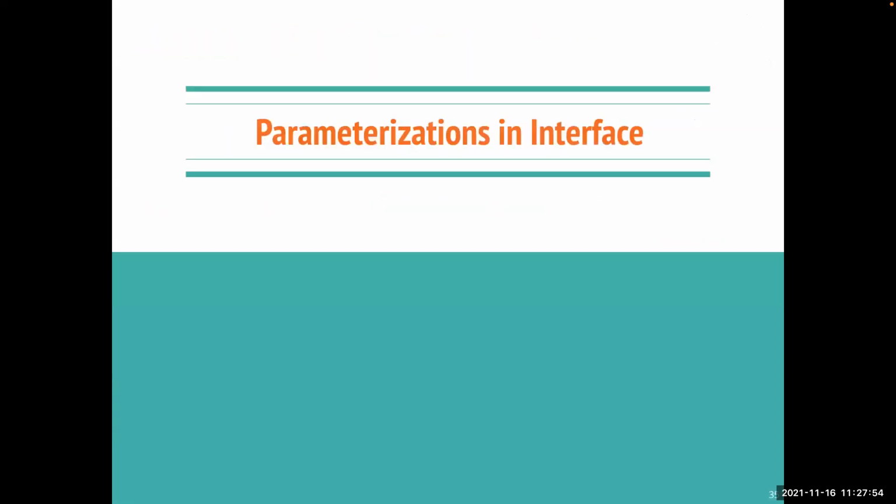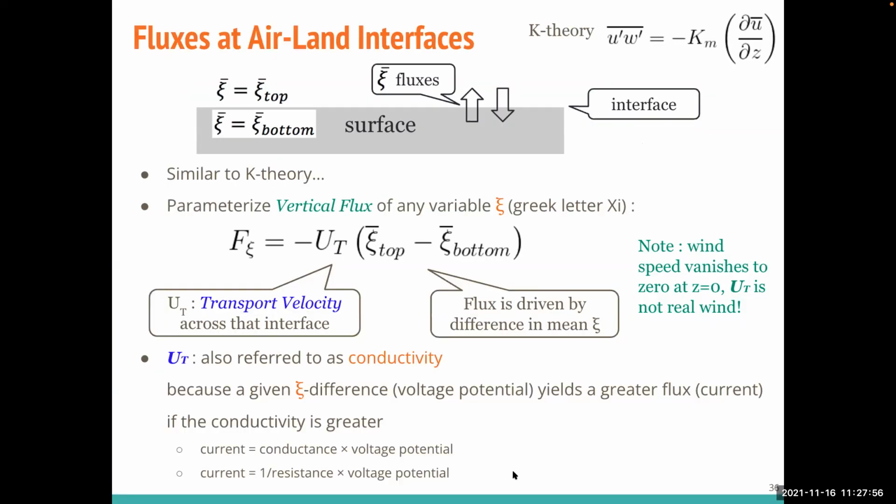So this time we talk about parameterizations in the interface. The interface has been really challenging when we talk about Earth system science, when we talk about Earth science. Any type of interface is very difficult. For example, the interface between air and the solid land surface, or the interface between the air and the water surface. The exchange is really hard, okay? So we only have approximations for that.